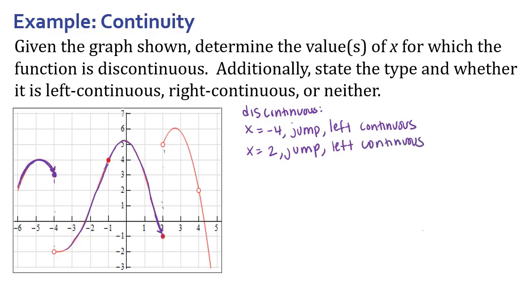All right, and then looking at the next time I'd have to lift up my pencil, that would be right here at f of 4, so x equals 4. This is called a removable discontinuity. So as I'm approaching it from the left, the limit's approaching 2, from the right it's approaching 2, but f of 4 is undefined, so this is neither left nor right continuous.